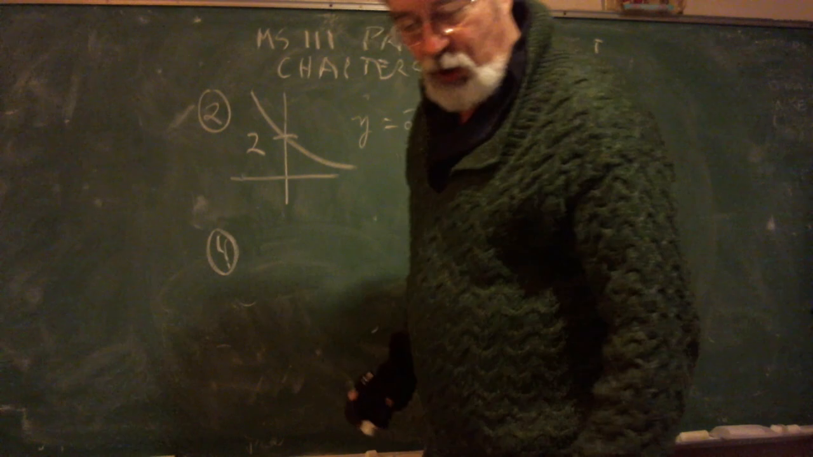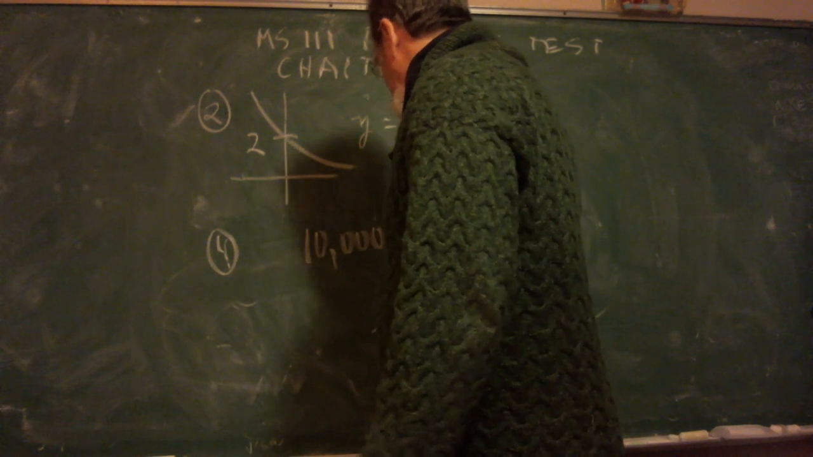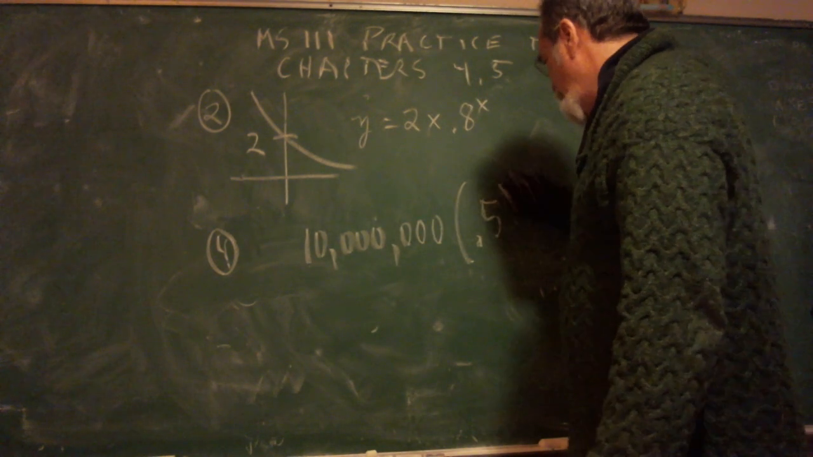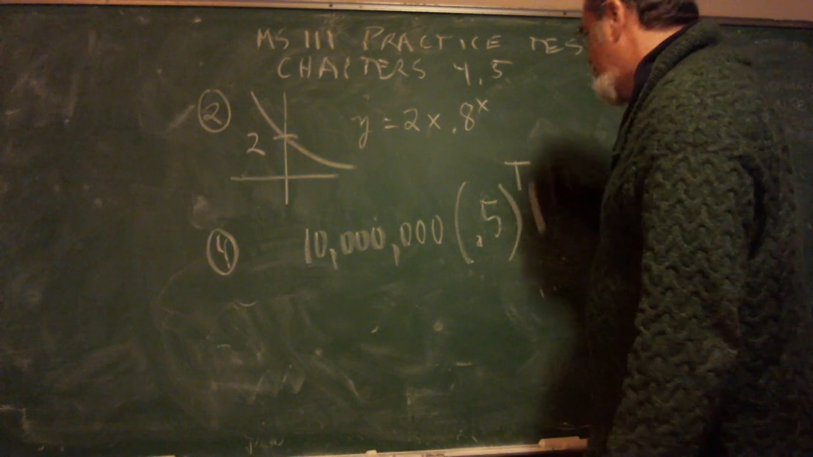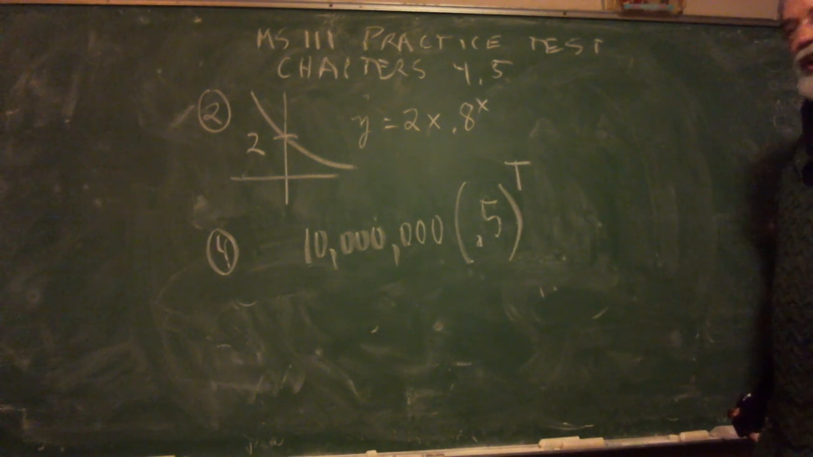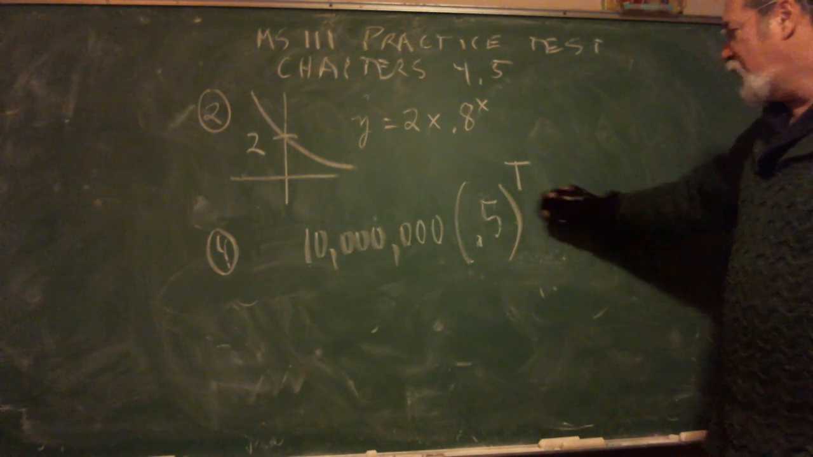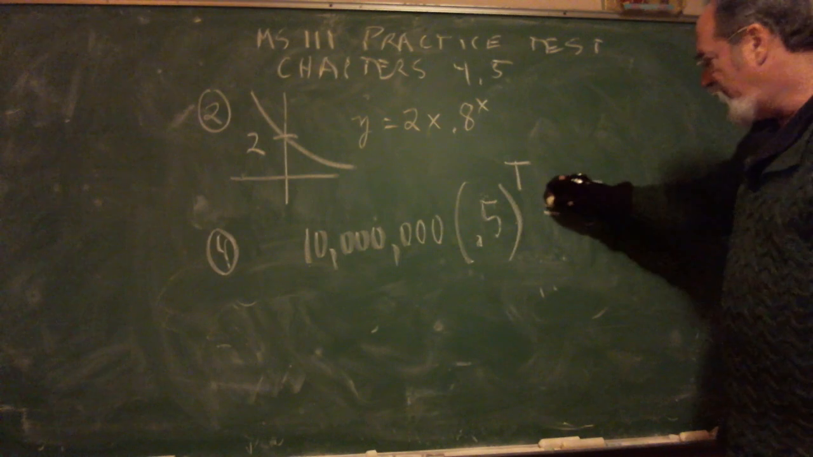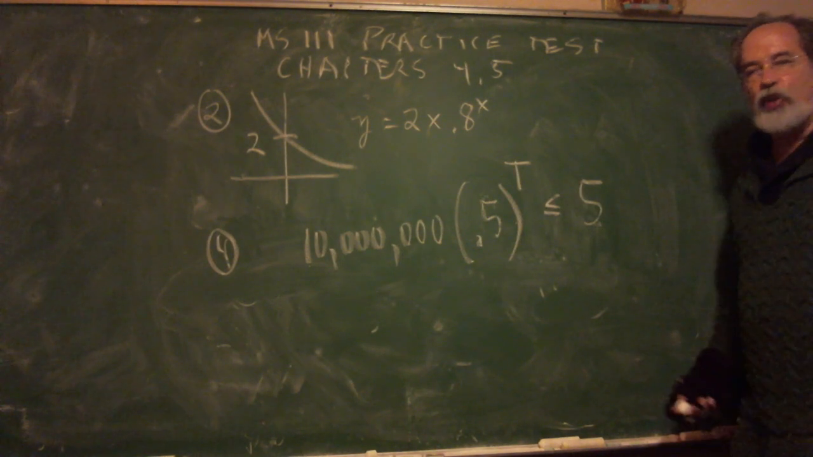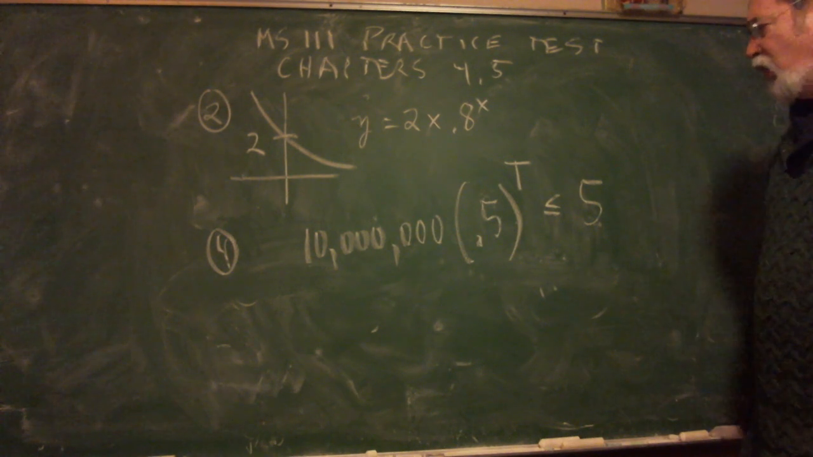So the equation goes like this. You have 10 million ducks, times 0.5, that's 1/2, to the big T. T for time, how many times you're going to cut the population in half. T for Thanos, because he's the bad guy killing these ducks. And you want this thing to be less than or equal to 5. We need a cutoff. If we get 0.49, good, because we've just cut it down to less than 5 ducks. So how do you solve this thing?